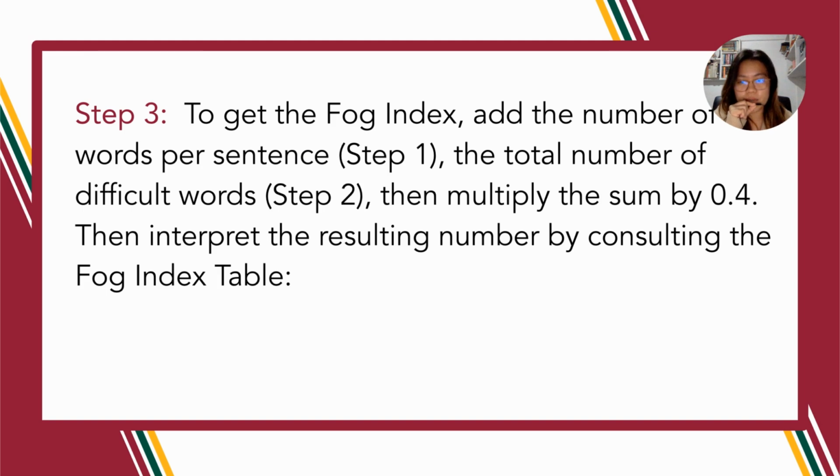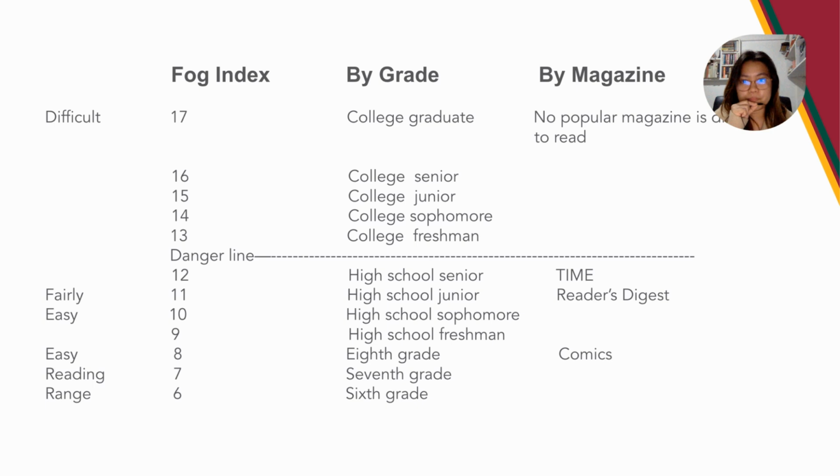Now step 3. To get the fog index, add the number of words per sentence, which we did in step 1, and the total number of difficult words, which is what we did in step 2, then multiply the sum by 0.4. Then interpret the resulting number by consulting the fog index table. So here's the fog index table. We have here difficult, fairly easy. We have the fog index, the numbers, by grade, which type of reading skill it is equated to, and by magazine.